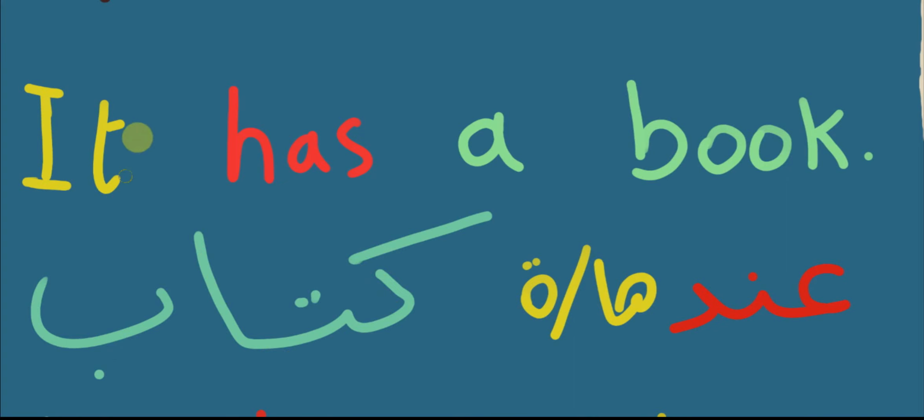تحدثت سابقا في الفيديوهات السابقة عن الفعل to be. في العربي لا يوجد عندنا كلمة it، ولكن إذا لم تعرف الجنس تستعمل المذكر حتى تعرف الجنس. ف it has a book. عندها كتاب. عنده كتاب.